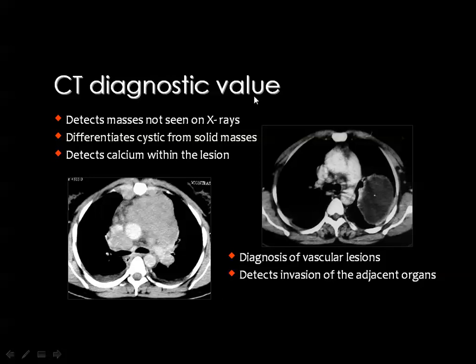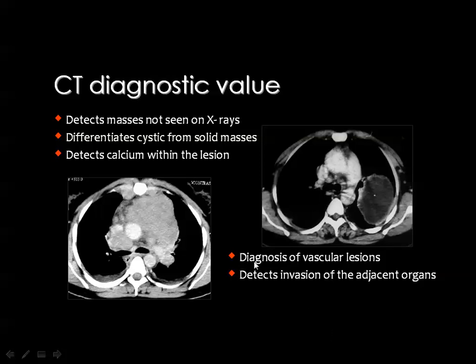Then CT is able to detect masses even if they are not seen on the chest X-ray because they are hidden behind the cardiac border, for example, or masked by the shadow of the spine. Then CT is able to differentiate cystic from solid masses by indicating the CT density. Then CT is able to identify calcium within the lesion, which is a very important diagnostic issue to separate some of the known lesions which contain calcium.